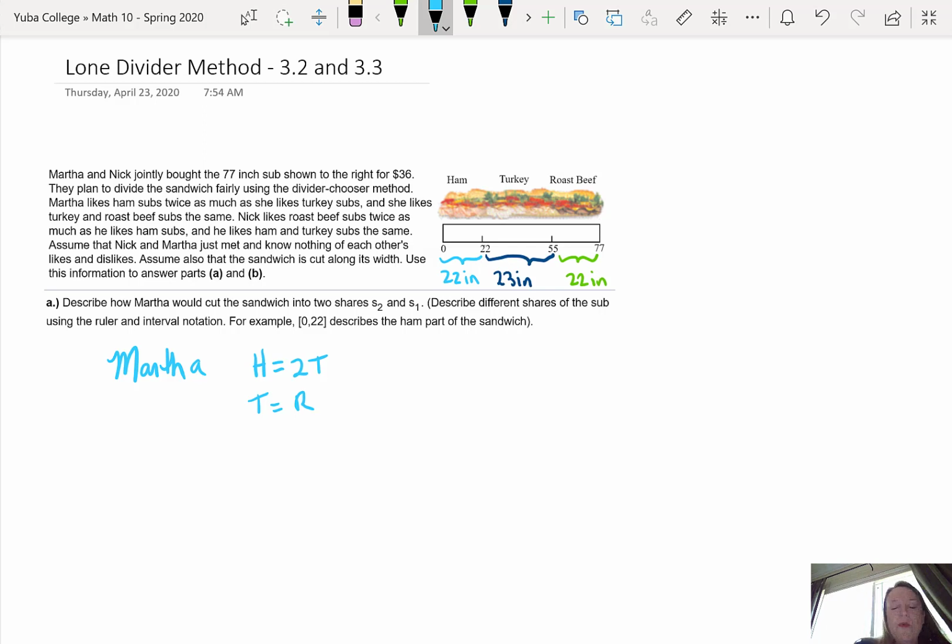We want to choose a variable so that we can represent all of this. We could choose t, because we can write everything in terms of h and r, but I'm going to choose x to be equal to the value Martha puts on one inch of turkey.